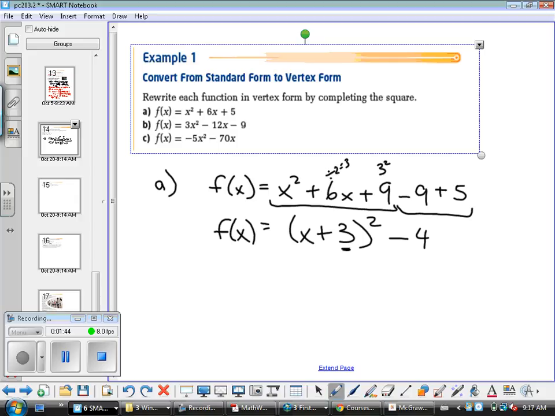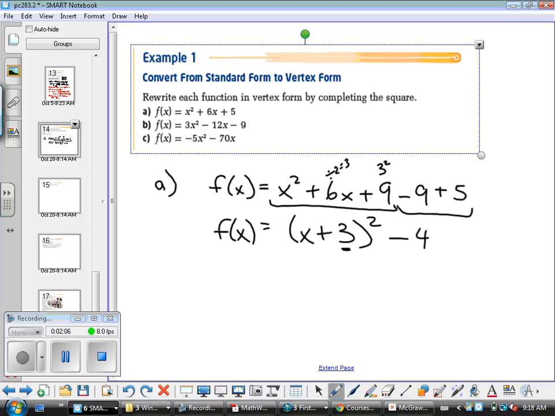Very nice. Now I could already tell you about this equation, that it has its vertex at -3 and -4. And I can also tell you that its y-intercept is 5. So I could actually do a pretty good job of graphing this equation already, just from looking at it in standard form and then looking at it in vertex form.